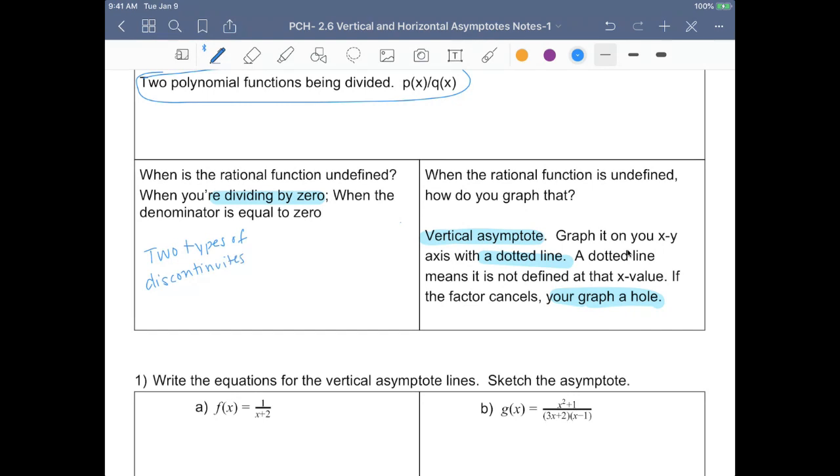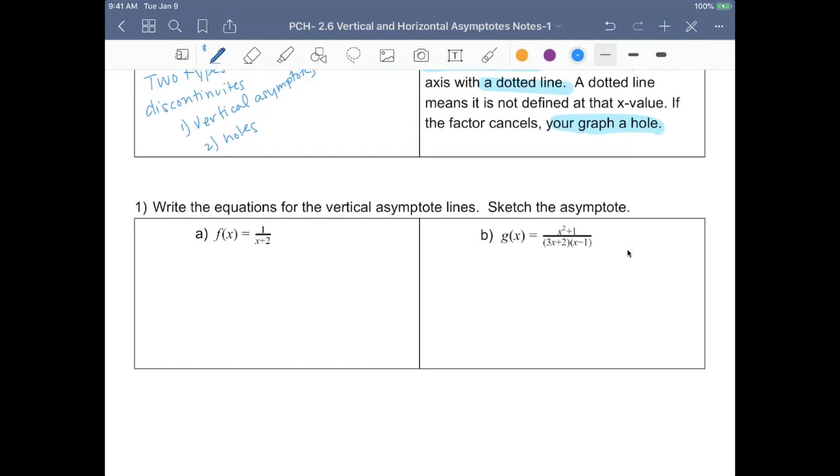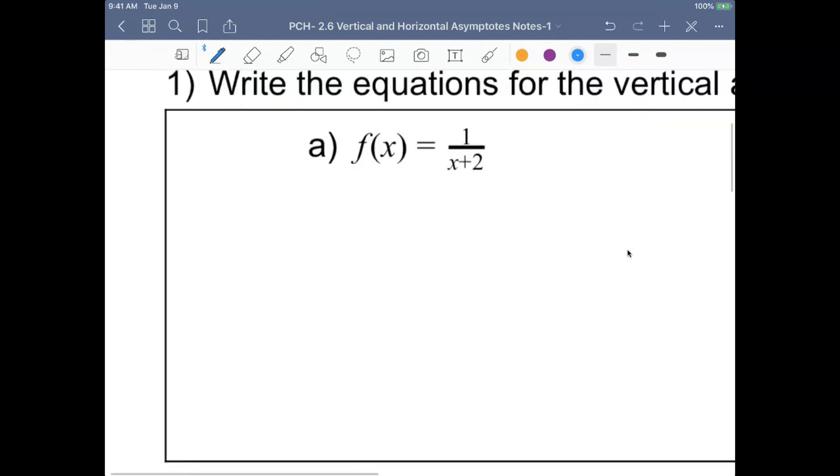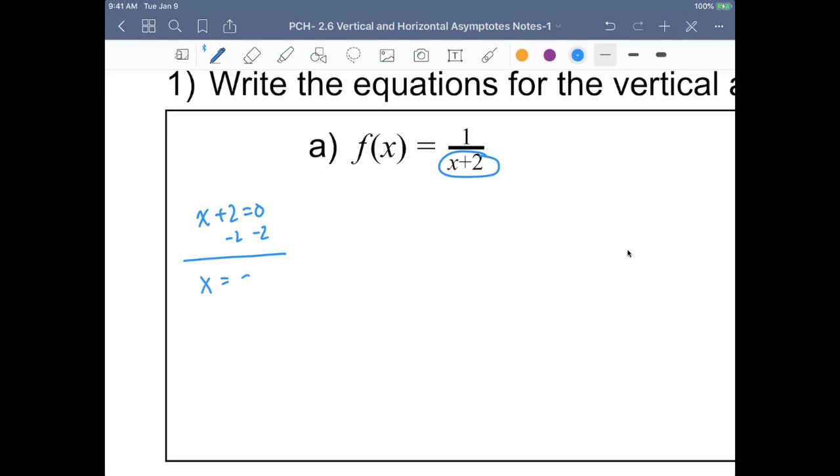So when our function is equal to 0 on the bottom, they are vertical asymptotes and holes. So we're going to look at vertical asymptotes first. And then we're just going to do a little sketch of where it would be. So looking at A, when is the denominator equal to 0? We'll take our denominator, x plus 2 is equal to 0, subtract 2. We get x is equal to negative 2.